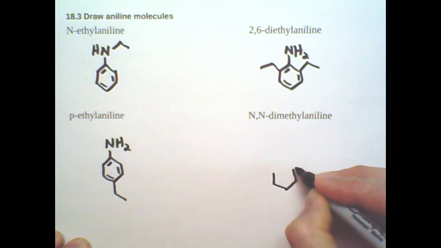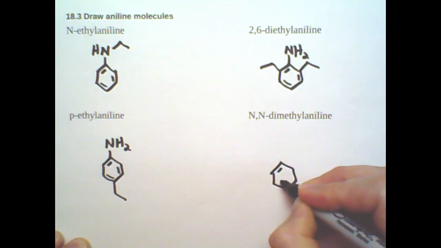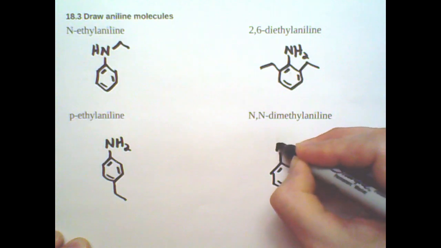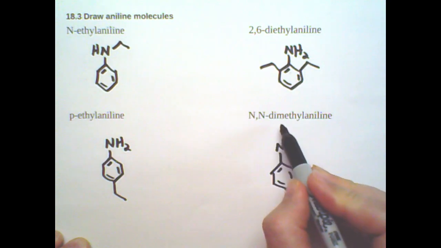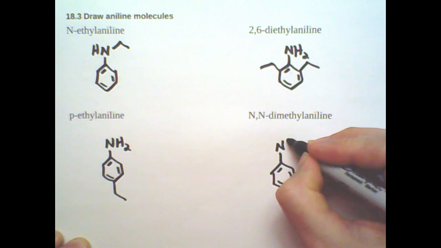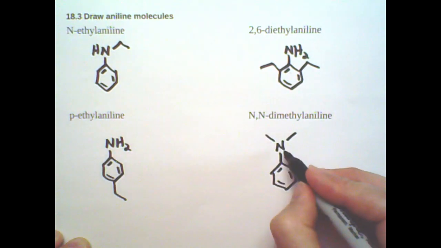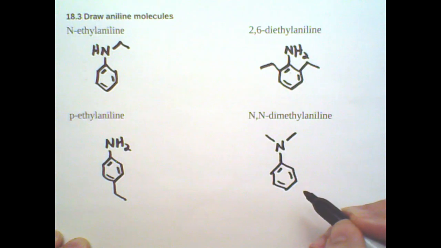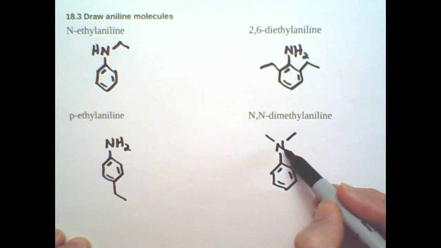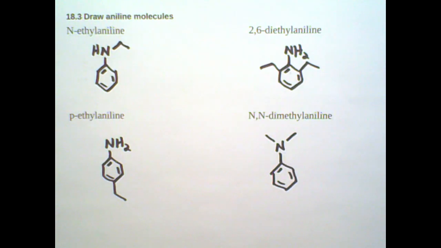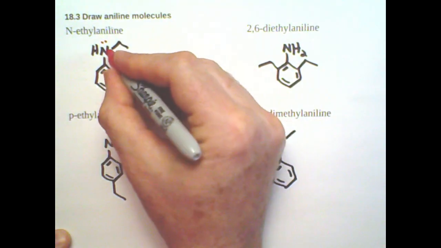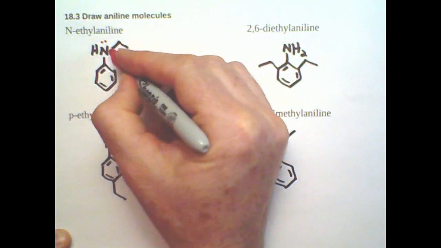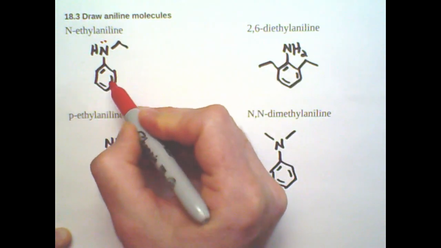Fourth one, again aniline. Now we've got 2 groups attached to it. N,N-dimethyl. They're both methyl groups. The nitrogen has 3 bonds, so we leave it alone. Do you remember the shape of nitrogen? Do you remember how many lone pairs? You could always add those in, and you have a trigonal pyramidal group right here, along with your flat planar benzene ring.